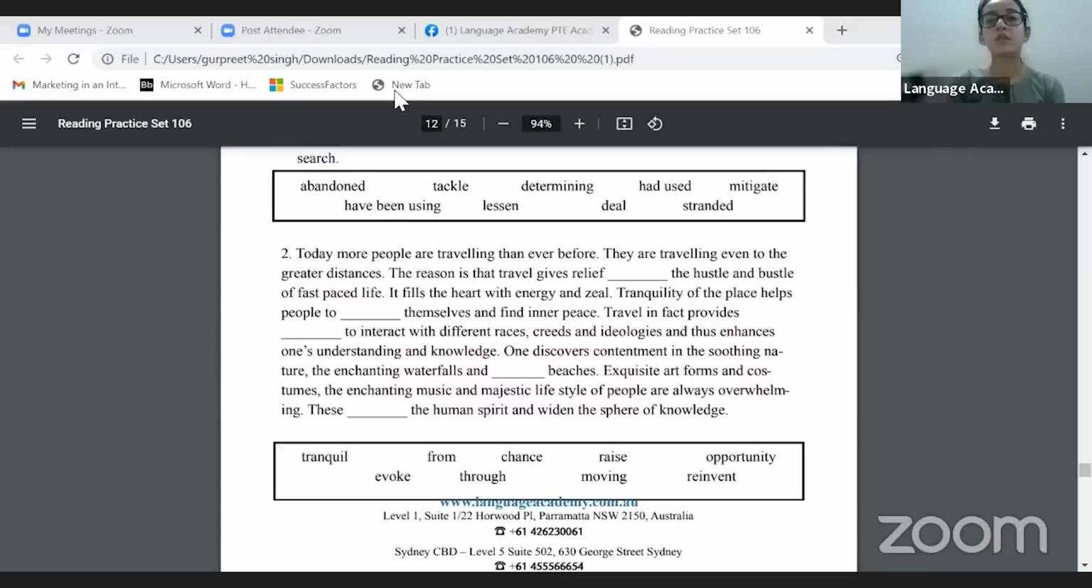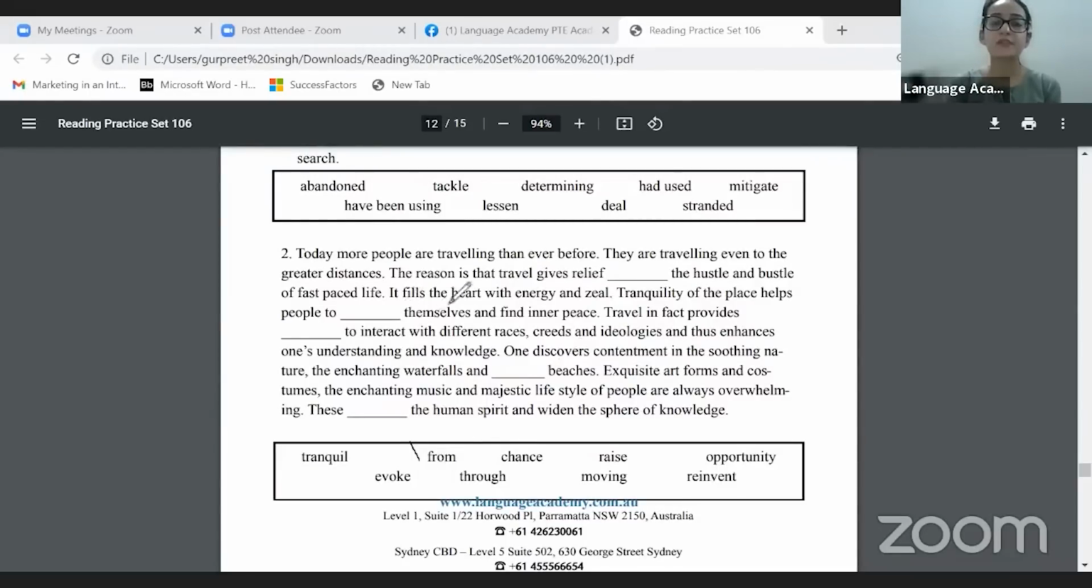Okay, should be done. Not a very great response. Today, more people are traveling than ever before. They are traveling even to greater distances. The reason is that travel gives relief from the hustle and bustle of fast-paced life. This is right. With relief, we always say relief from, like on medicines also. It's written that it will give you relief from headache, from migraine. Relief from is a combination.